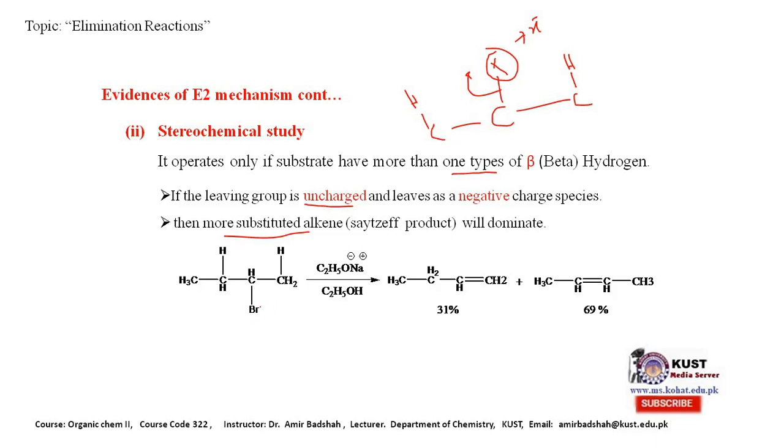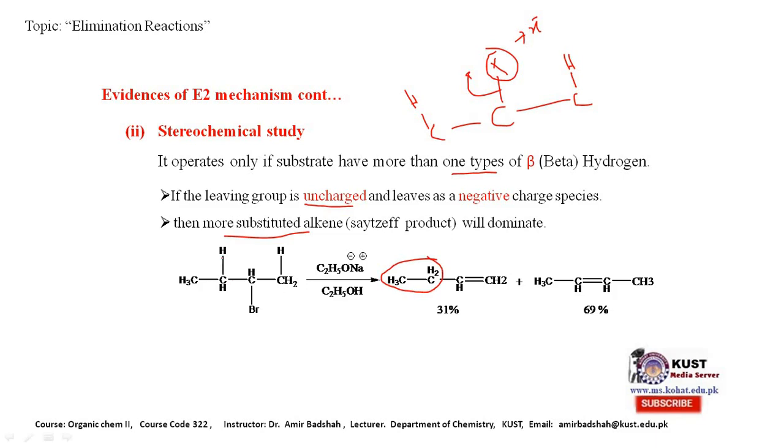So when it leaves, it will leave as a negatively charged species. So during this phenomenon, this hydrogen will be abstracted, or this hydrogen will be abstracted. So it has been mentioned here that the more substituted alkene, it means the Saytzeff product, will dominate. Here if we abstract this hydrogen, then the double bond will come here. So this is less substituted because here only one alkyl group is present.